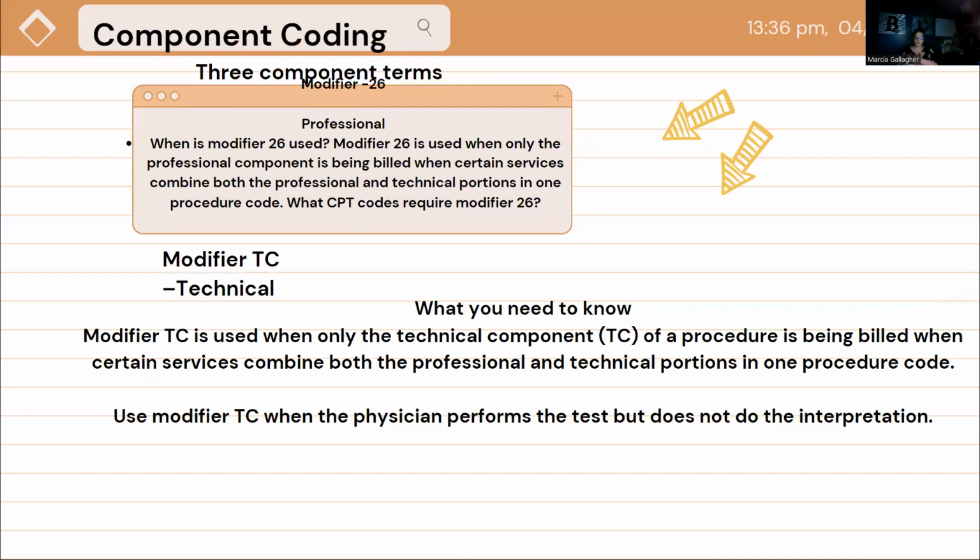So the next thing we're going to talk about is two very, very important radiology modifiers: modifier 26, which is called the professional component, and modifier TC, which is the technical component. So when is modifier 26 used? Modifier 26 is used when only the professional component is being billed, when certain services combine both the professional and technical portions in one procedure code.